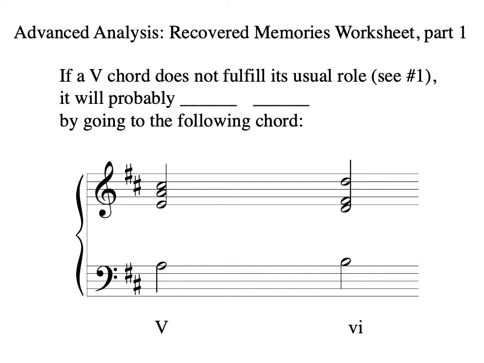It didn't go to 1, it went to 6, like we see in a deceptive cadence. And when a 5 goes to a 6, we say it's resolving deceptively. So that's the answer I'm looking for. If a 5 doesn't go to 1, it will probably resolve deceptively by going to 6.